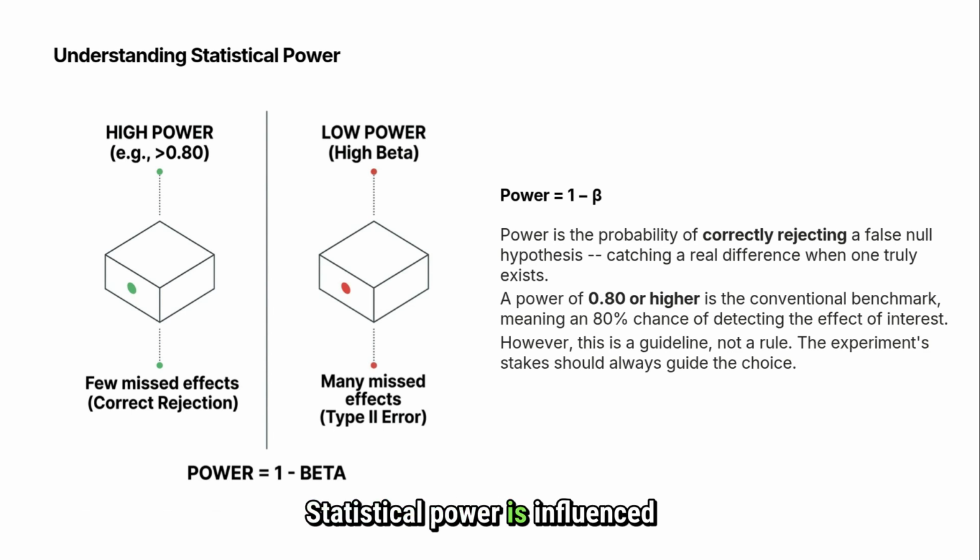Statistical power is influenced by 4 key factors: sample size, n, effect size, delta, significance level, alpha, and process variation, sigma. Increasing the sample size, reducing variation, or detecting larger effects can improve statistical power and strengthen the reliability of study results.